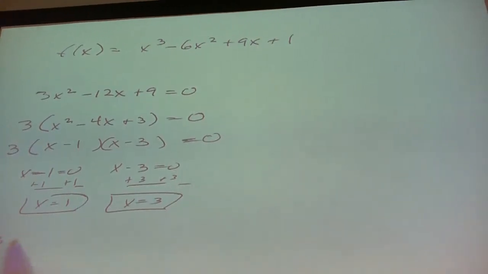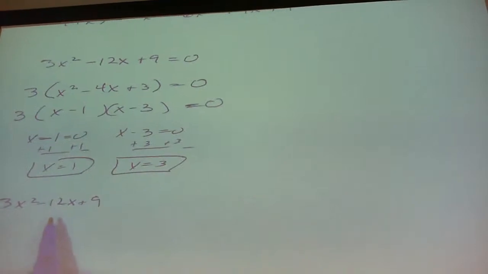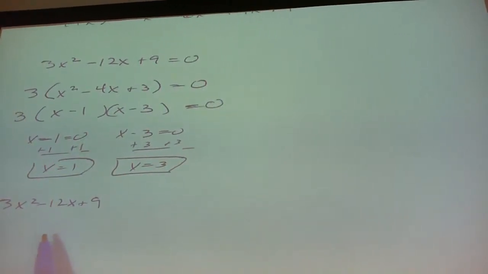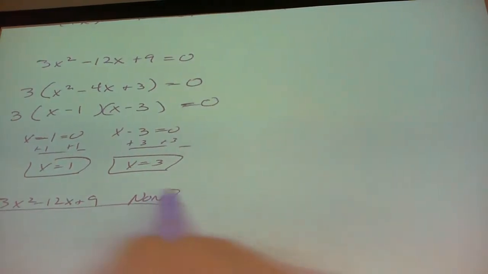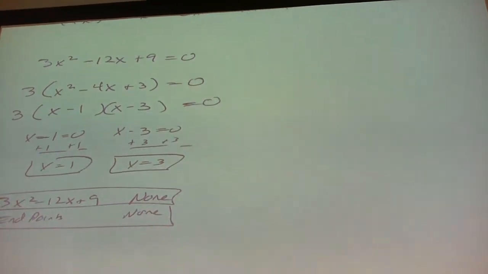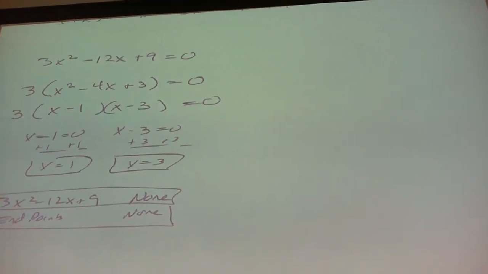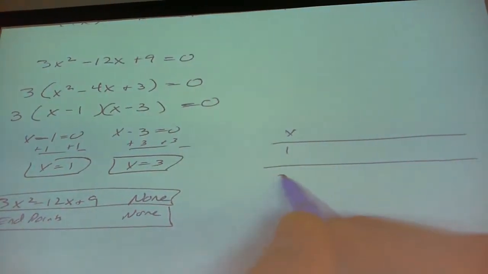If I look at the derivative, is there any place this could be undefined? Is there any place I'm dividing by x or any dividing at all? No. So none, we don't have to worry about that. And we weren't given any endpoints, so we don't have to worry about that. So what numbers am I concerned with? 1 and 3. So I have my points 1 and 3.